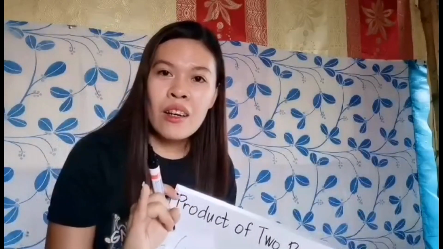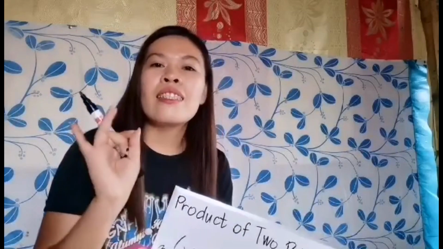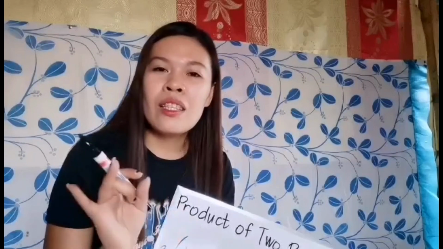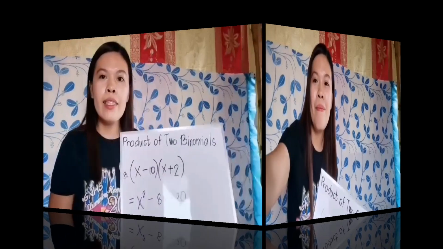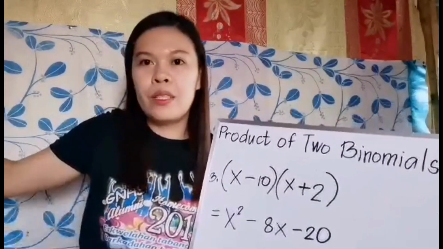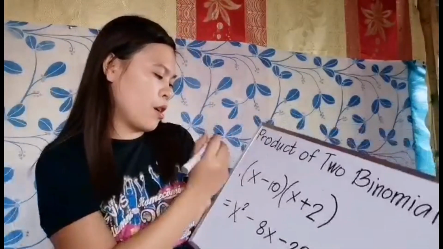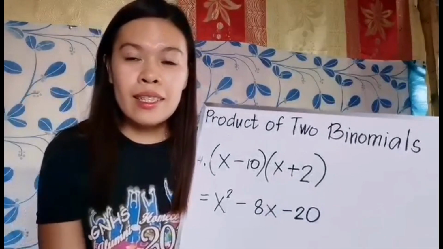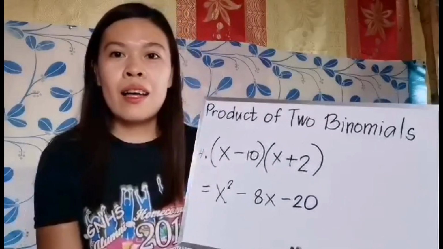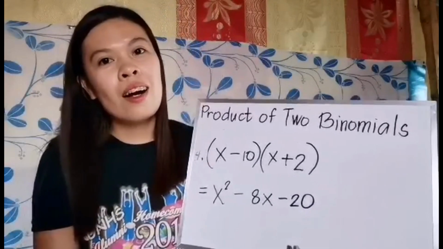For our first step, we get the product of the first terms. Second step, we get the sum of the second terms and we attach the common variable. And for the third step, we get the product of the second terms again. Okay, let's have our last example. This is number 4. I believe having 4 examples is enough.